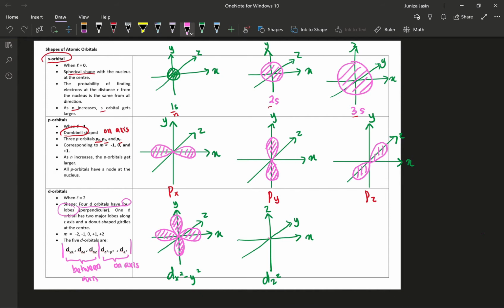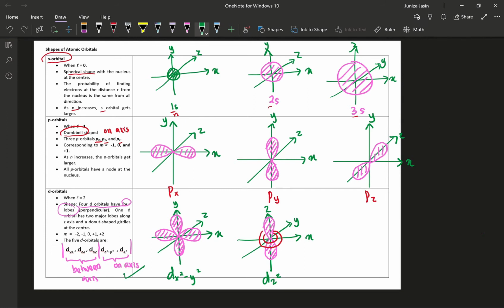So that means you have to draw dumbbell di atas paksi z. Okay, so dz squared dia ada 2 loop sahaja. Tapi dia ada satu benda yang pelik sikit, which is dia ada donut dekat tengah. So draw lah donut. Okay, so that is the shape of dz squared. So siap axis shape on the axis.